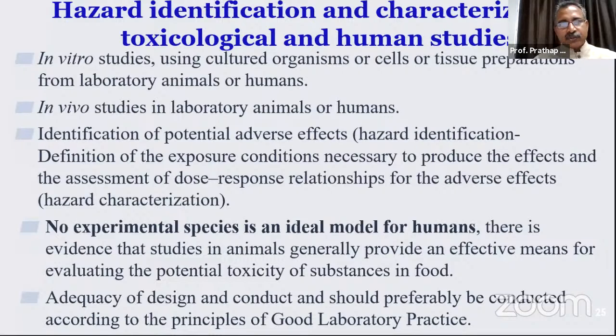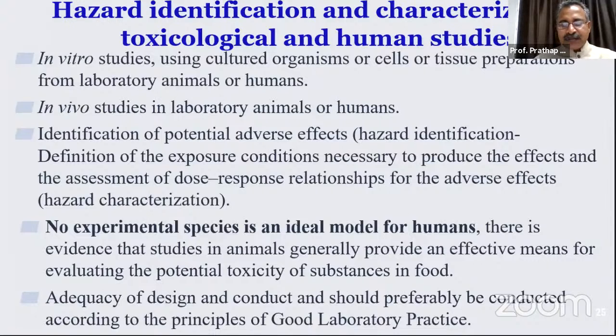Therefore, in the in vitro studies, we use organisms, cells or tissue preparations from laboratory animals to extrapolate to humans at various levels. Then there are in vivo studies, that is, biochemical studies in laboratory animals or humans, for the identification of potential adverse effects, such as, for example, hazard identification.